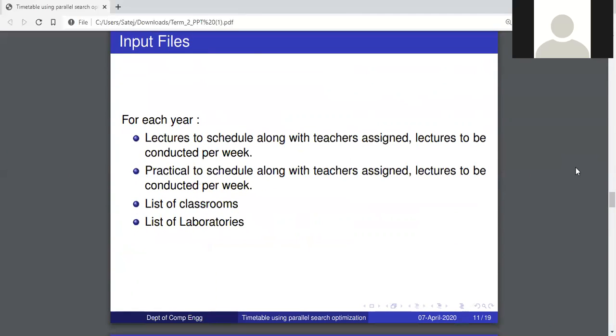The input to the system is going to be provided in the form of files. For each year we are going to provide 4 different files. The first is the lecture file, which consists of the lectures to be scheduled along with the teachers assigned to teach that particular course, and the number of lectures to be conducted per week. The second file consists of a list of practicals to be conducted for that year, along with the teachers assigned and the lectures to be conducted per week. The third file consists of a list of classrooms, and the fourth file consists of a list of laboratories.